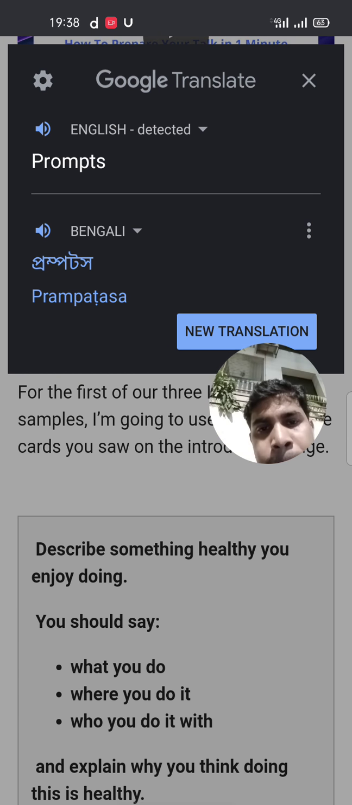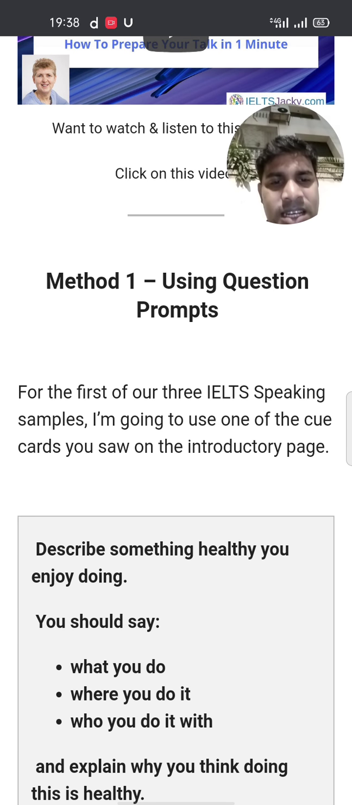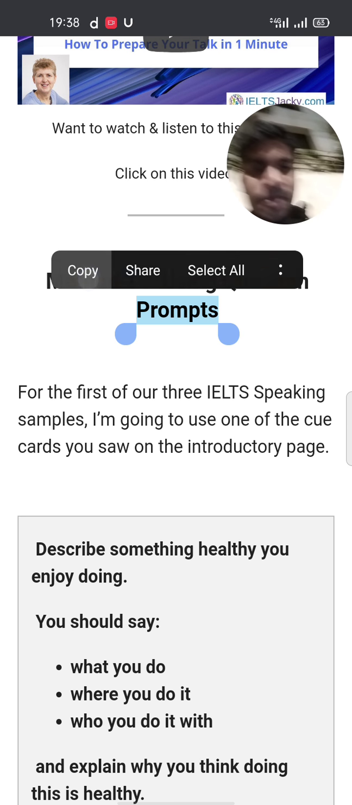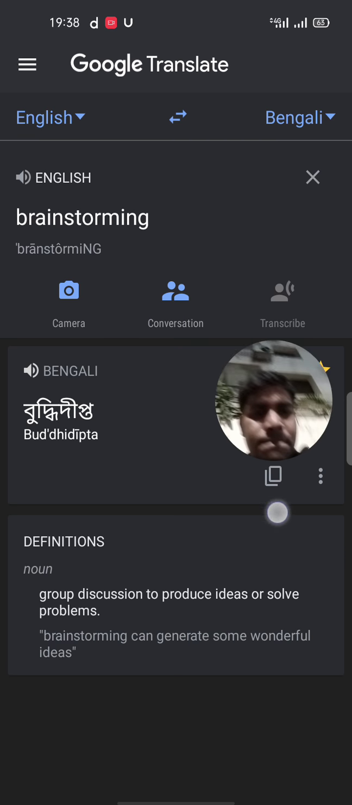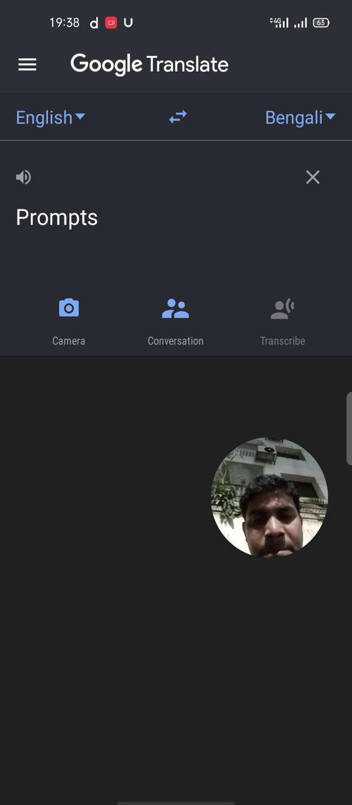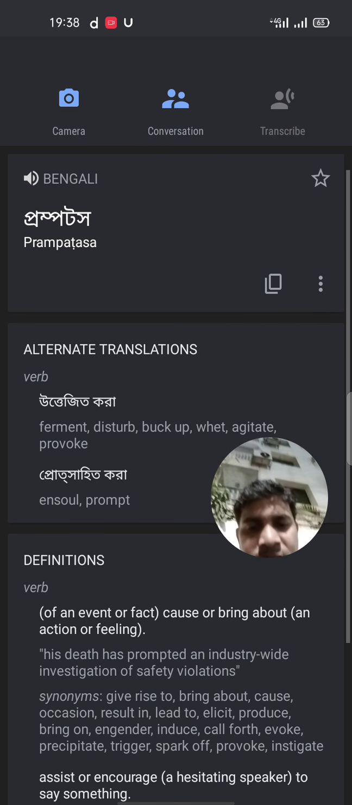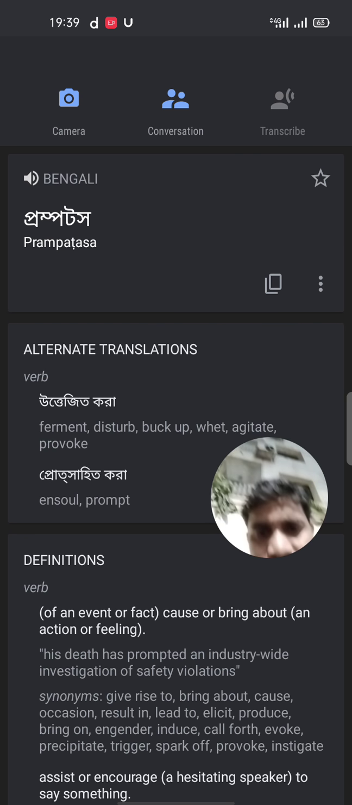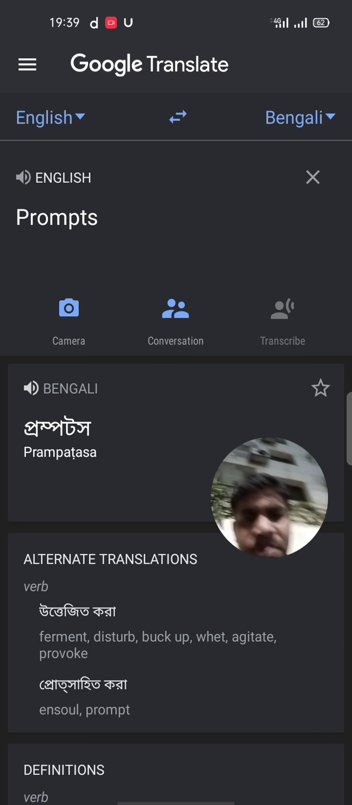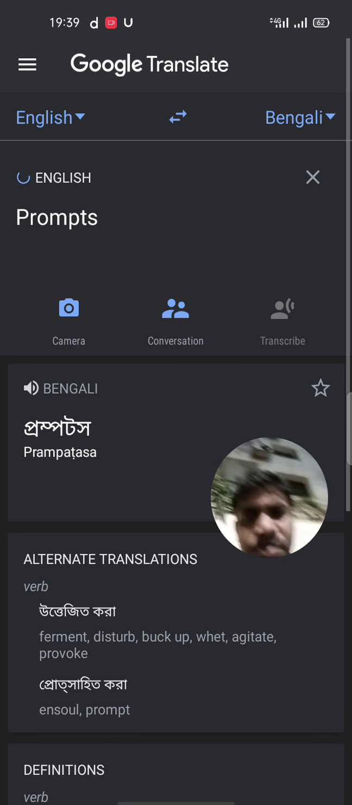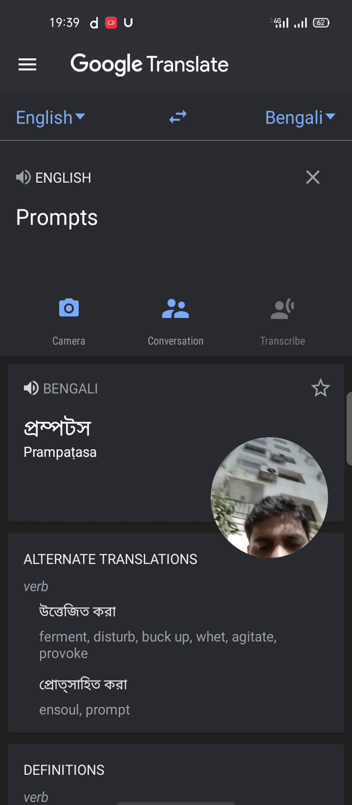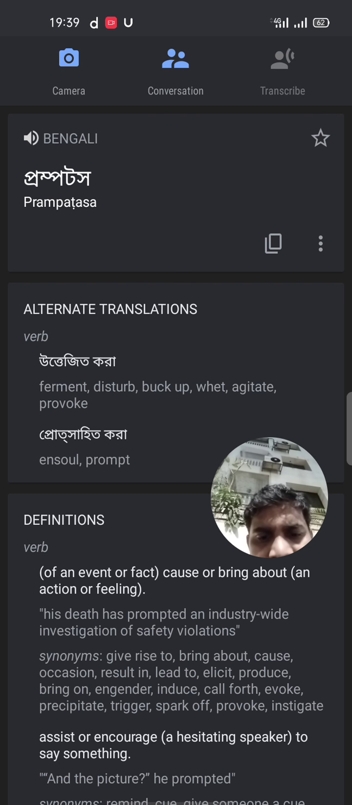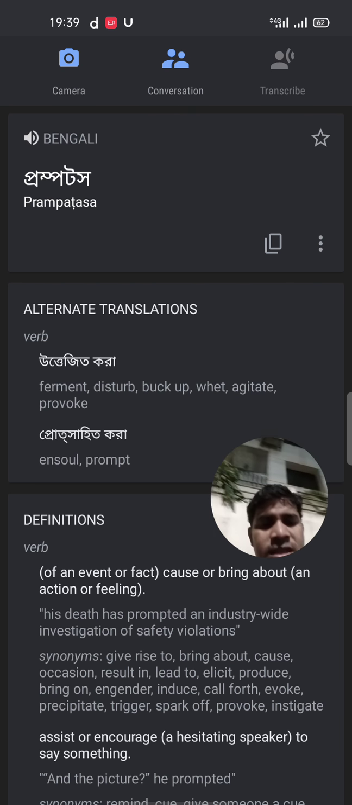Let's see what pops up. Prompt. It's not showing anything. Let's see. Prompt. It means excited. What's that meaning? Prompts. Prompt. Okay, I got it.